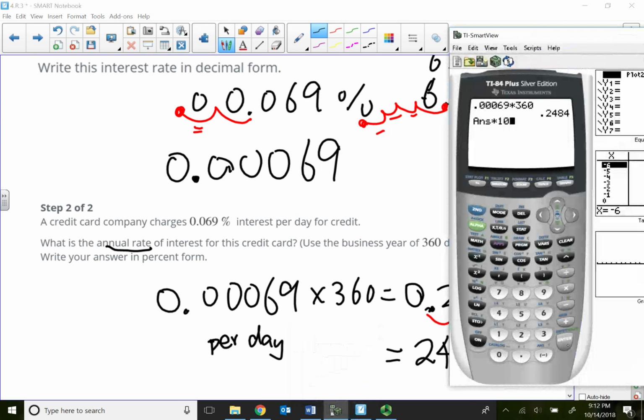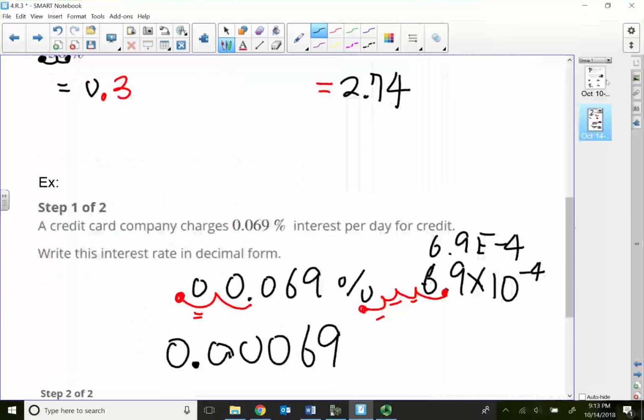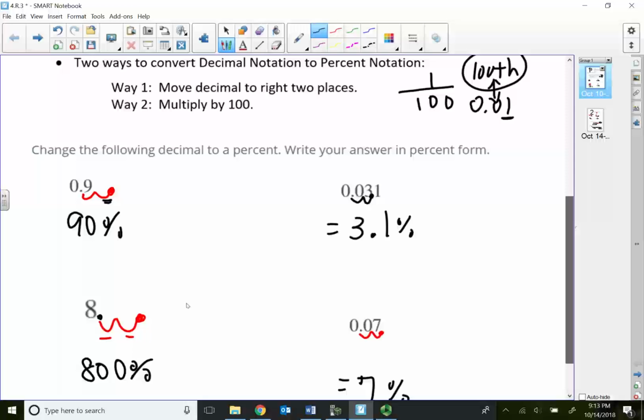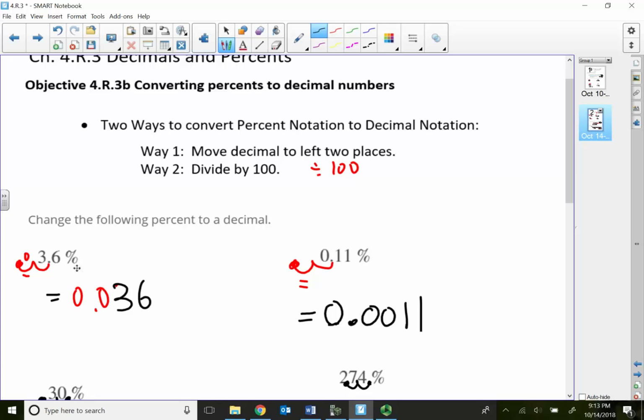Let me times 100. All right, so in this lecture video, when we talk about converting decimal to percent, we got to times 100 or move my decimal to the right 2 places. If I want to turn a percent into a decimal notation, I just do it backwards, which is move my decimal to the left 2 places or divide it by 100.